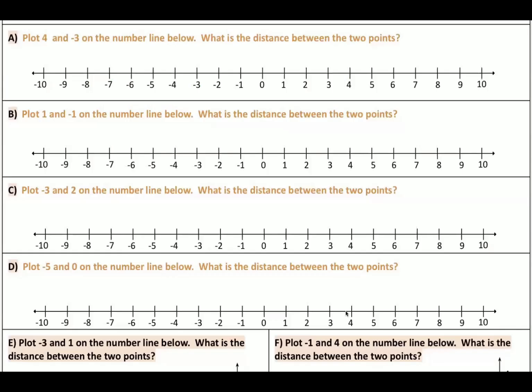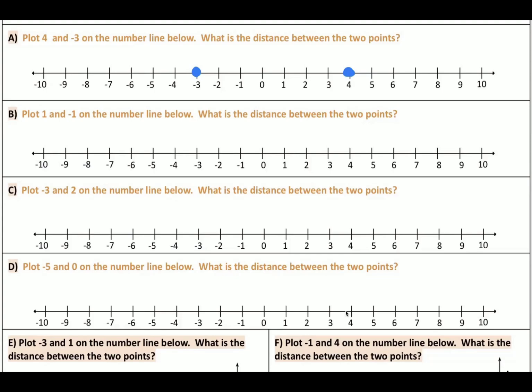Let's take a look at page 3, example A. Plot 4 and negative 3 on the number line below. What is the distance between the 2 points? Well, I know plot just means put a dot. So the first thing we're going to do is put a dot at 4 and negative 3. And then when we're determining the distance, one way we can count is by making super neat loops where between each number is 1 space. So it's really important to be neat here.